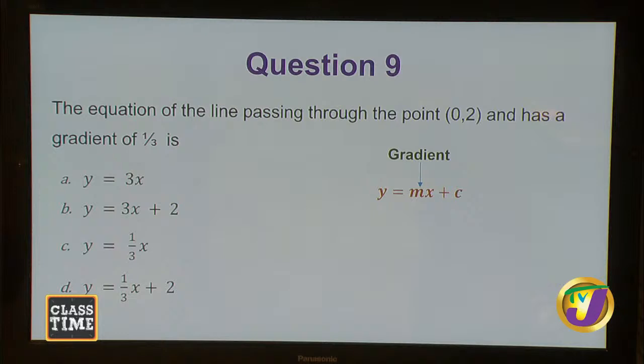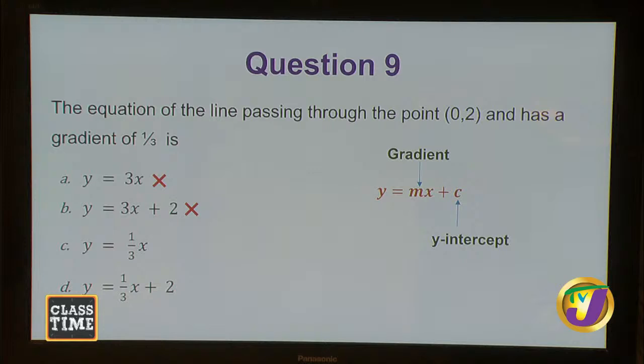So let's look at our options now. We have y equals 3x, clearly not it. y equals 3x plus 2, again not it. So we're increasing our chances, right? Yes, 50-50. But there are two of them that have m being 1/3, or the gradient being 1/3. So we need a little bit more information. But we know that the c value represents the y-intercept.